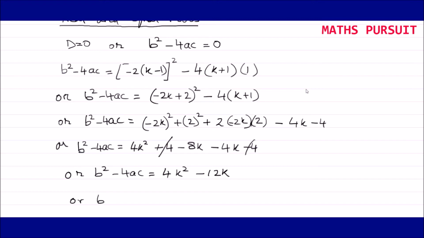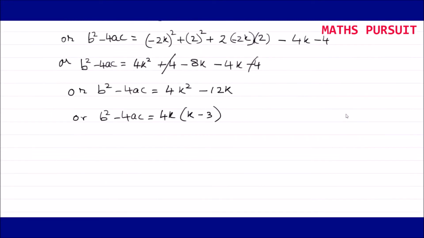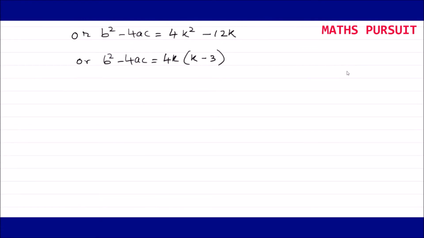So b square minus 4ac is equal to, if I take the common out, 4k is the common here, then I could write this equation as 4k into k minus 3. Hope this step is clear. I just took out 4k as common. I could see that 4k is the common, that I can take it out. Or I can write b to the power 2 minus 4ac is equal to 4k into k minus 3. You could see that I took that particular thing as common.